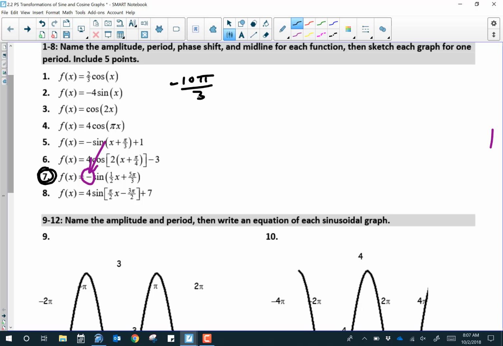So I actually did a lot of work here. I organized my work really clearly here. So my start is negative 10 pi over 3. Then my second point is going to be negative 10 pi over 3 plus a pi. Right? Yeah, so if I'm adding a pi, that would be 3 pi over 3. So that's correct. It would be negative 7 pi over 3.